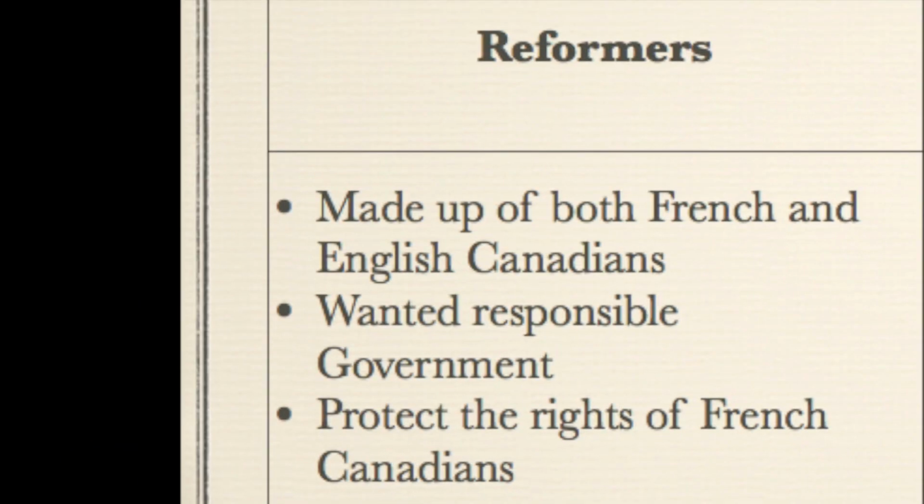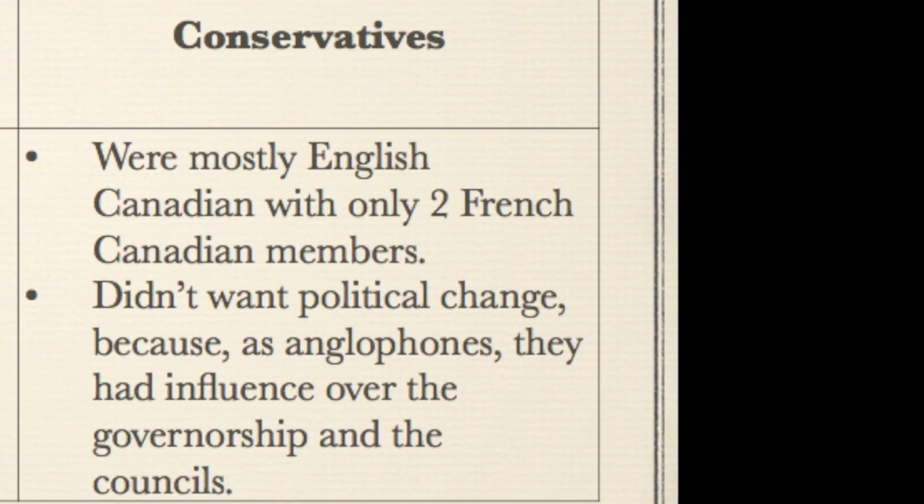With the new constitution, Canada divided into two political groups. The first group was the Reformers, made up of both French and English Canadians, who wanted responsible government and the rights of French Canadians protected. The second group was the Conservatives, or Tories, who were mostly English Canadian with only two French Canadian members. They didn't want political change because as Anglophones, they had influence over the governorship and the councils.